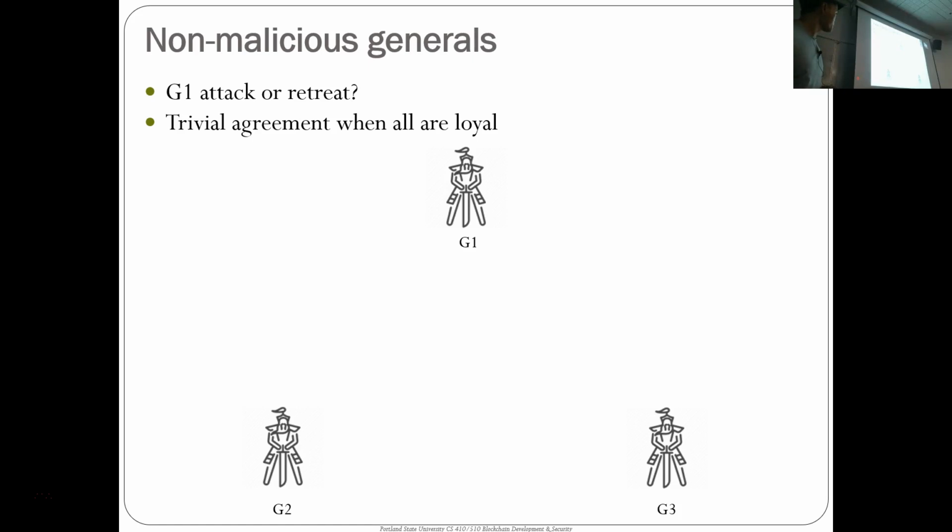It's trivial because then you just listen to what G1 sends you. So both G2 and G3 take the message at face value, agree to what G1 is doing, problem is solved. So all three of them will then attack.